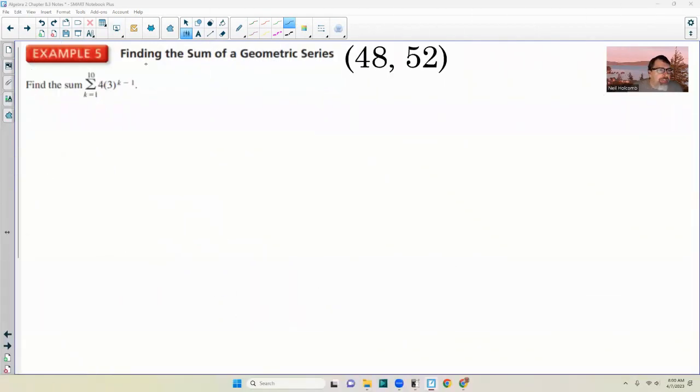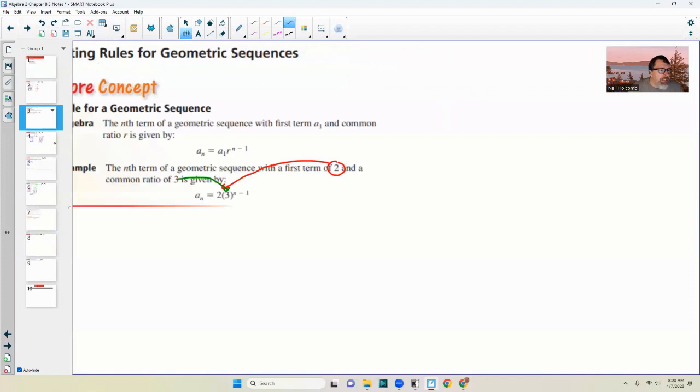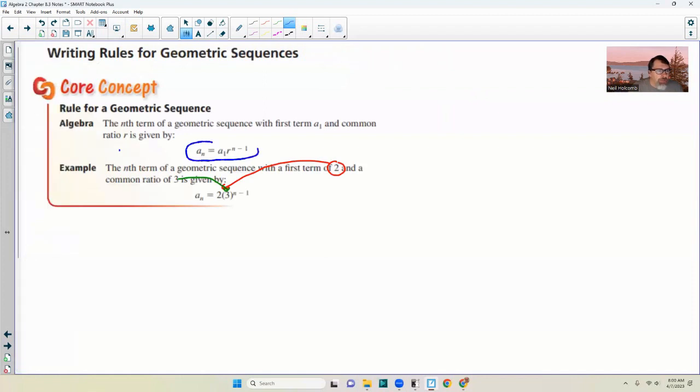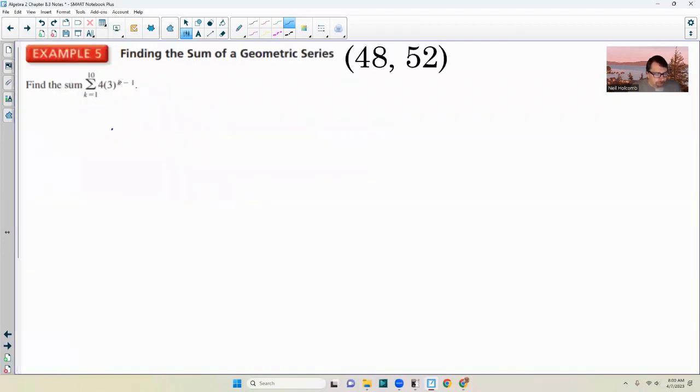Okay, here's example 5, finding the sum of a geometric series. Find the sum of 4 times 3 to the k minus 1 from k equals 1 to 10. Okay, well, if I go all the way back to, where is it? Right here. This is what we're using. So a sub n is a sub 1, the first term, times our common ratio to the power of n minus 1. Okay, so now let me go back to here. So what does that mean? a sub 1 is 4.